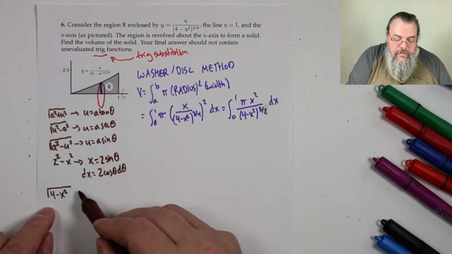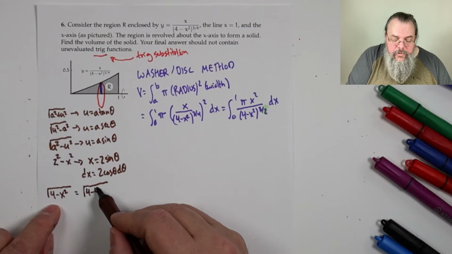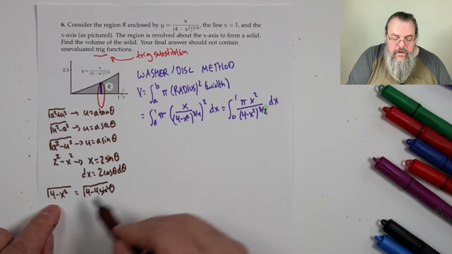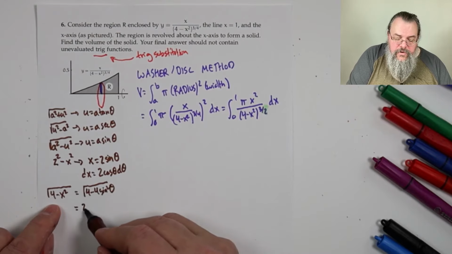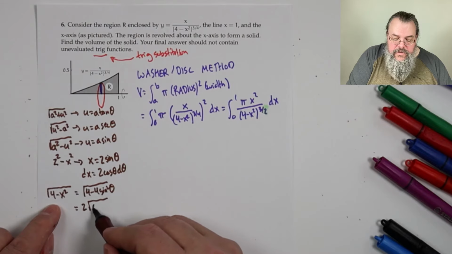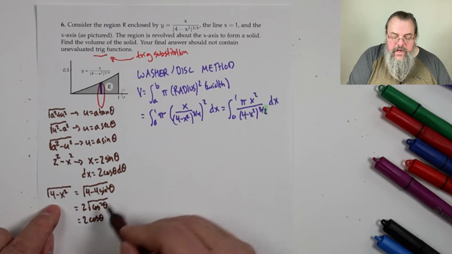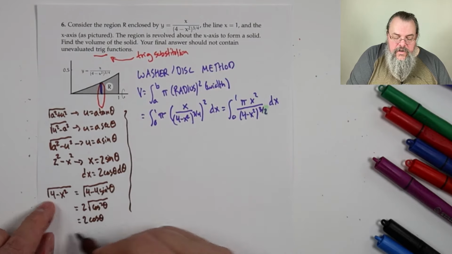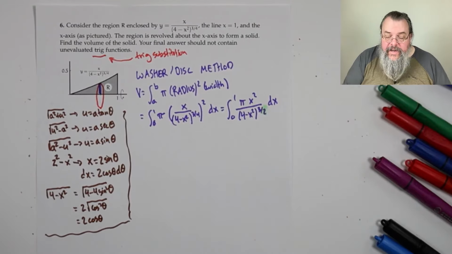If we plug in x equals 2 sine theta, this becomes the square root of 4 minus 4 sine squared theta. Well, we can pull out the square root. You can pull 4 out, and that becomes a 2. Then you have 1 minus sine squared, which is cosine squared. So it's really 2 cosine theta. Okay, so there's our sort of guide for our trig sub. So we carry that out.